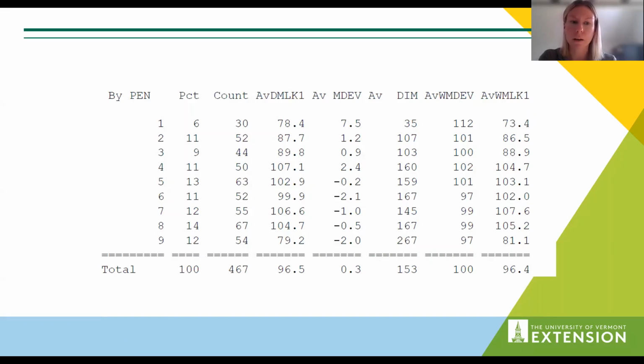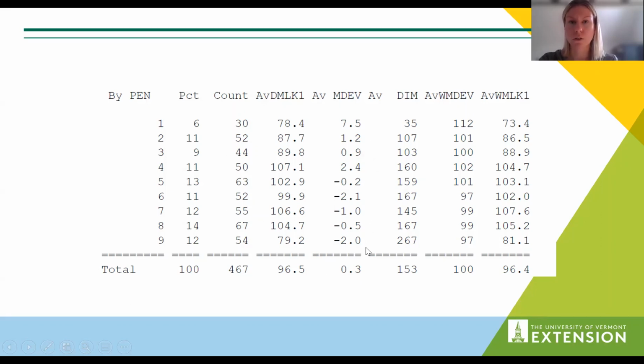So if you have daily milk weights within your herd and you're using Dairy Comp 305, this is a nice, easy-to-pull-up report that can show you on a by-pen basis what's going on in the herd. It's a little bit noisy, but you can see the pen, the actual percentage of animals in the pen, the actual number of animals, and the average daily milk. That would be the past 24 hours of milk.